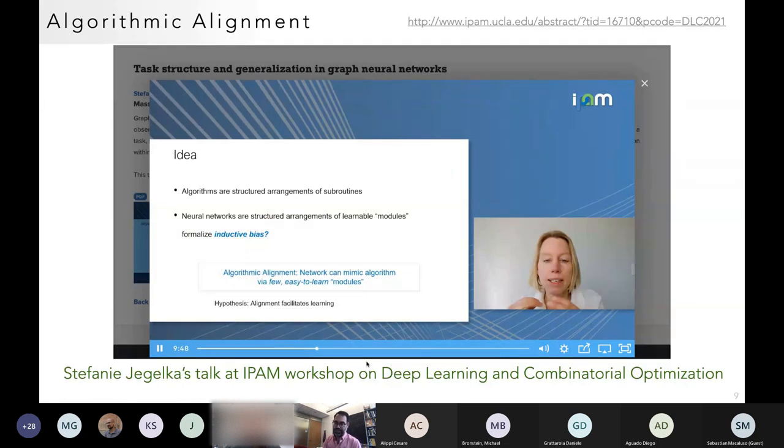And the last influential slide that I wanted to show just came from about a month ago. There was, in California at UCLA, the Institute for Pure and Applied Mathematics, and they hold a number of workshops. One of the workshops they held recently was on deep learning and combinatorial optimization, so things like the traveling salesman problem and these kinds of problems. And Stefanie gave a talk there on that subject, and was focusing on what she referred to as algorithmic alignment.